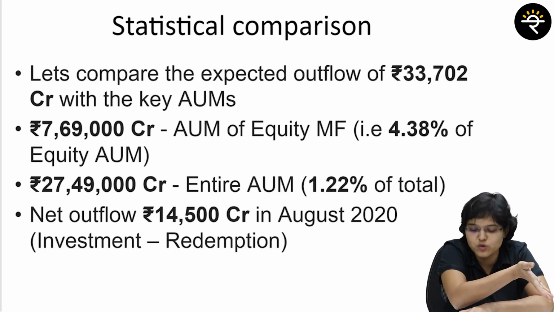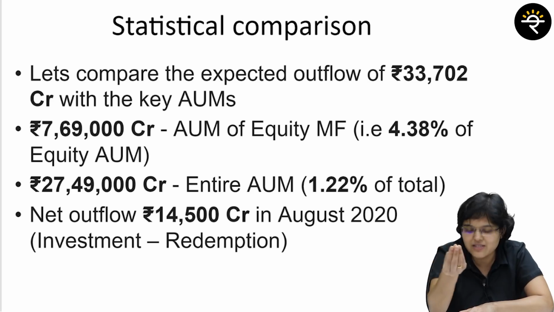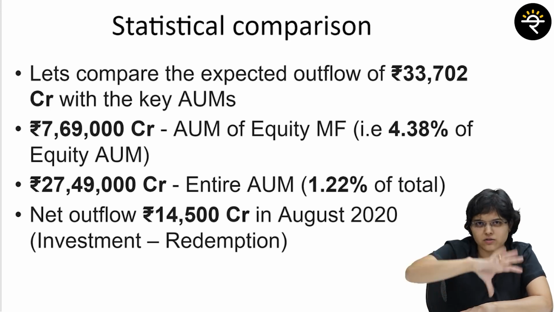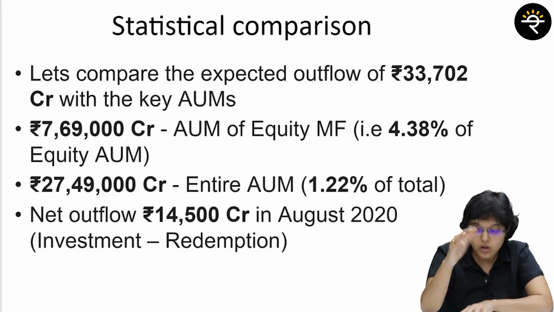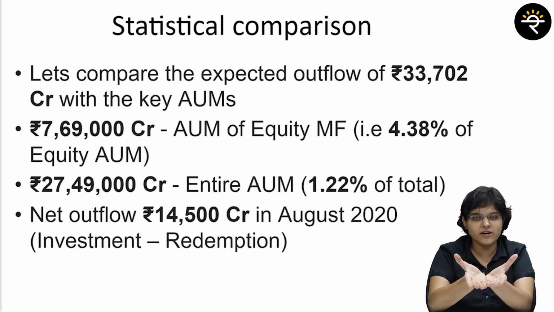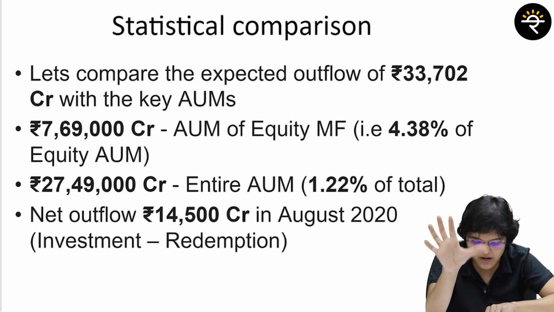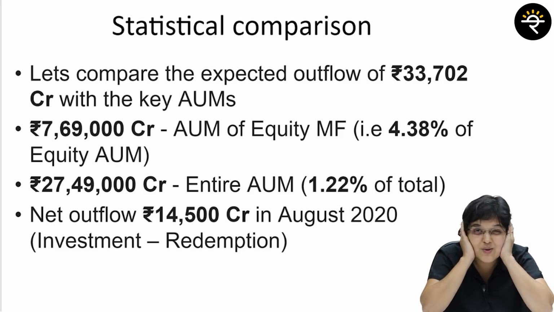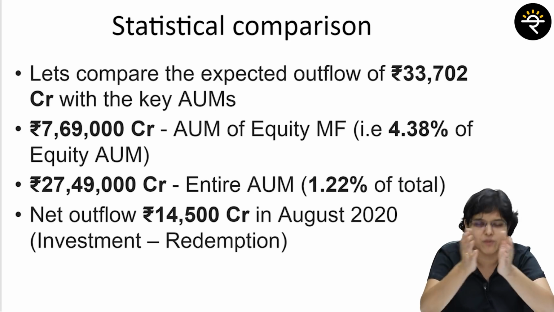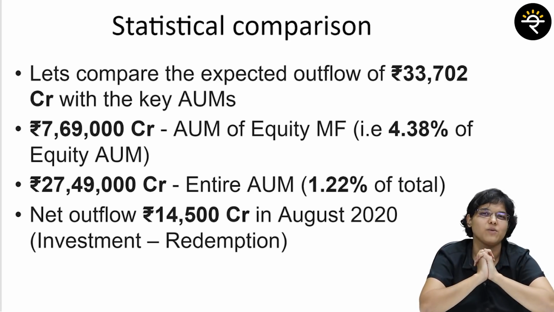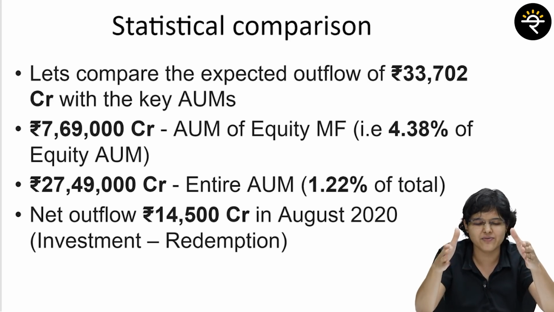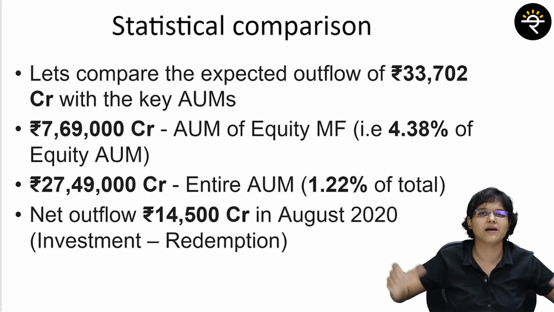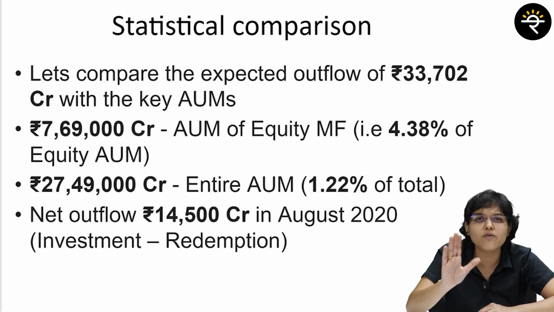Now compare this 33,000 crores with 7,69,000 crores. This is just 4.38%. Now compare this figure of 33,000 crores of outflow from large caps to the total AUM of the mutual fund industry right now, which is somewhere around 27,49,000 crores. So it is just 1.22% of the AUM. Isn't that way too small? Yes. So the whole purpose of making this video is that there might be some videos which tell you, oh my God, can this lead to a next big crash? See the figures. These are not very big figures.